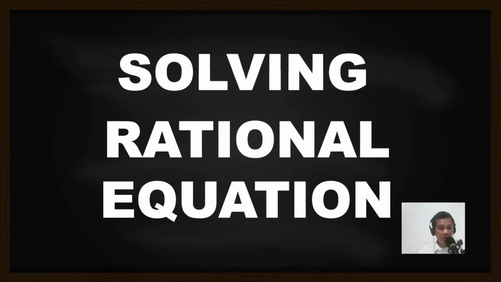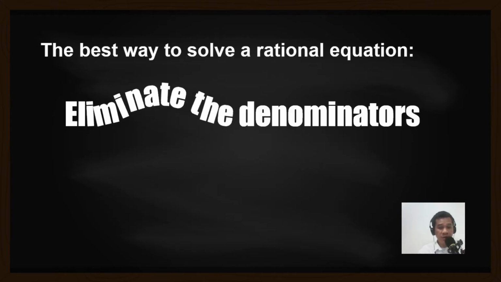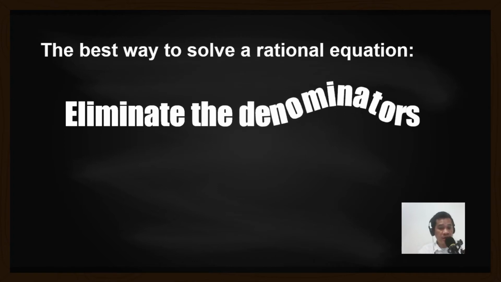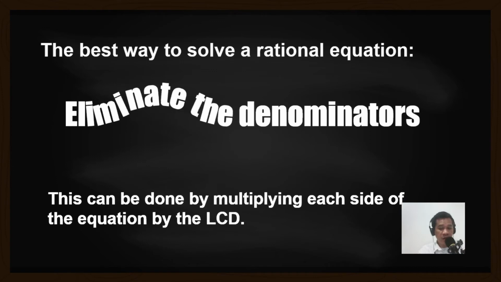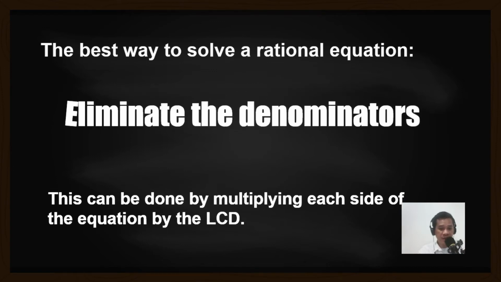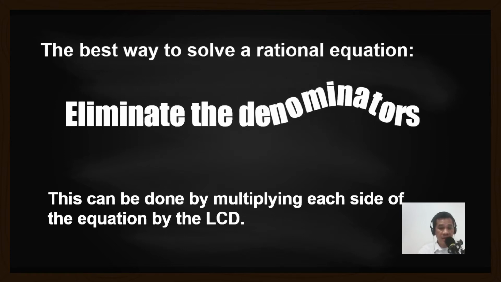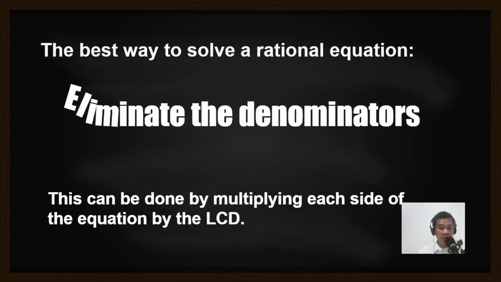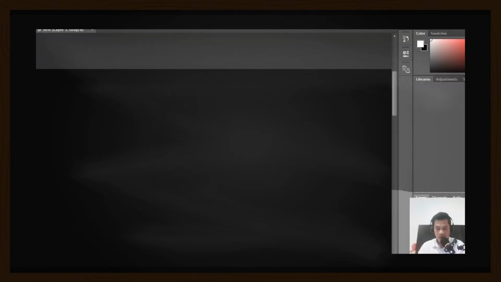So this time, our focus is solving rational equation. So the best way to solve rational equation is to eliminate the denominators. Now this can be done by multiplying each side of the equation by the LCD. So later we're going to discuss what is that LCD, and then I'm going to show you the step-by-step process in solving rational equation for you to follow.